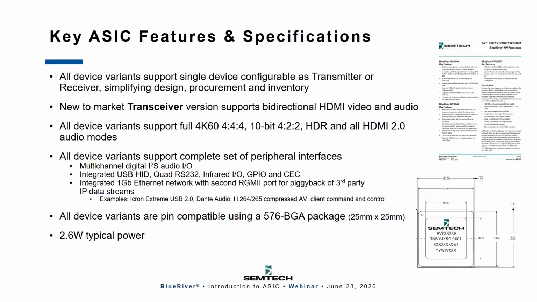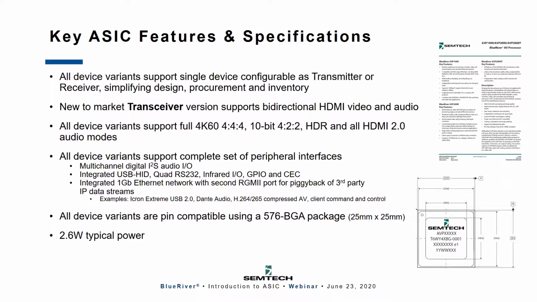The other thing to note is that all these devices support a complete set of peripheral interfaces. That includes multi-channel digital I2S audio, both input and output on a single device. That's very useful, for example, for doing things like audio return channels on HDMI. You need both in and out to be able to do true HDMI with audio return. We have a fully integrated USB HID interface now. We've got RS-232, infrared, GPIOs, and consumer electronic control. All the typical interfaces you need for large-scale Pro AV installations.